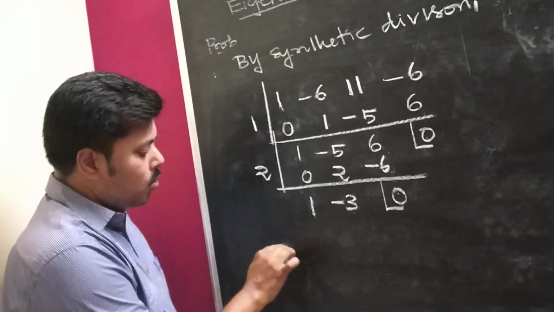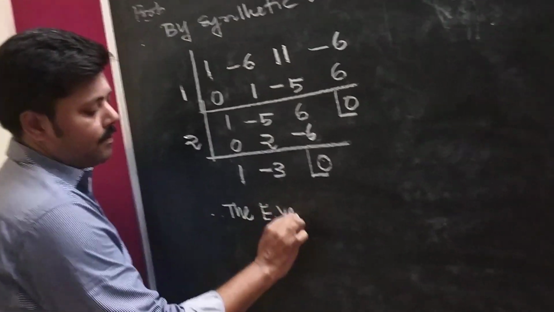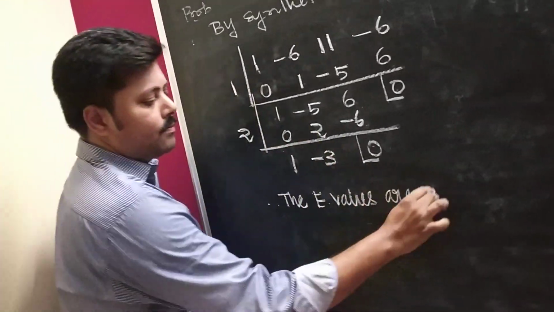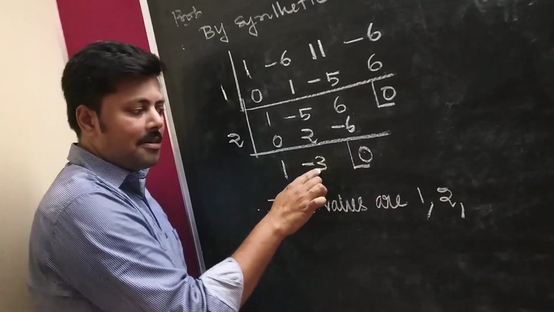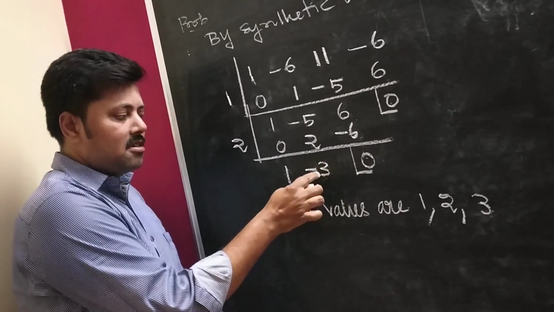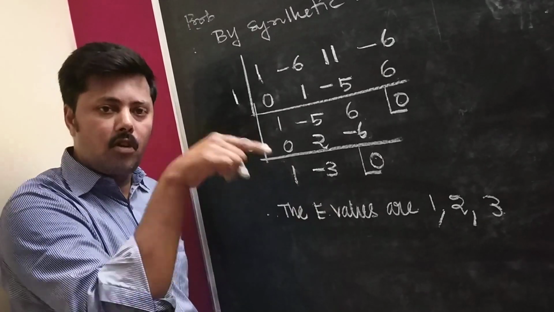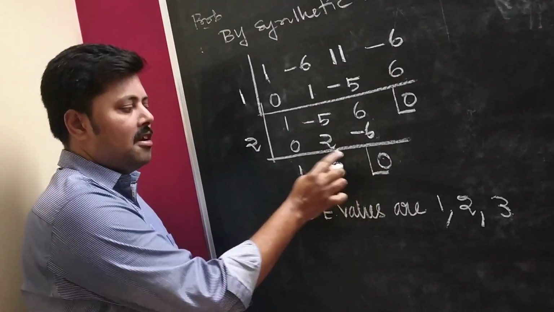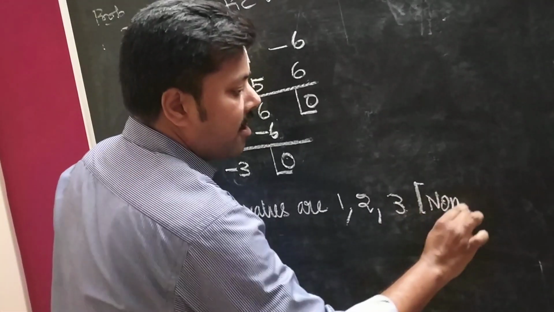So therefore the roots, or the eigenvalues, are 1, second root is 2, third root is plus 3. This is lambda coefficient, this is lambda, this is constant. So lambda minus 3 equal to 0, therefore lambda equal to 3. Therefore the third eigenvalue is plus 3. Here write down the non-repeated eigenvalues.